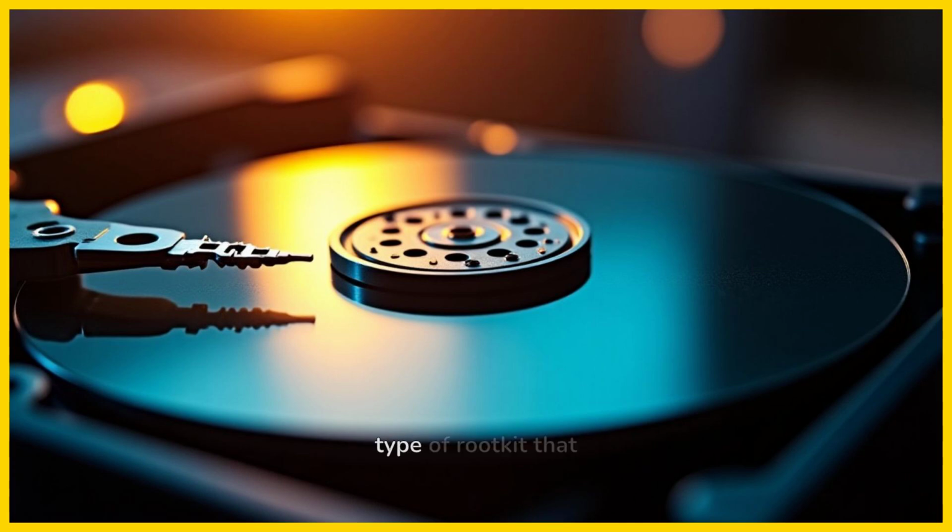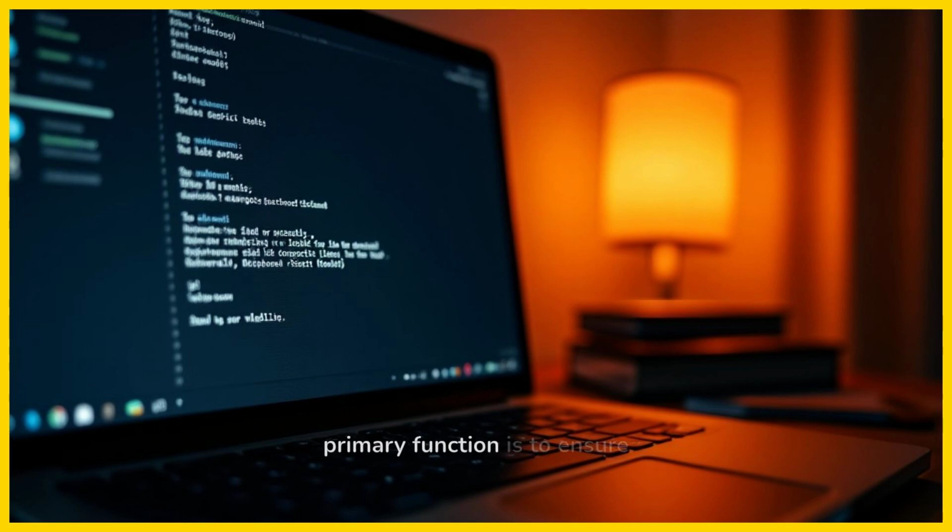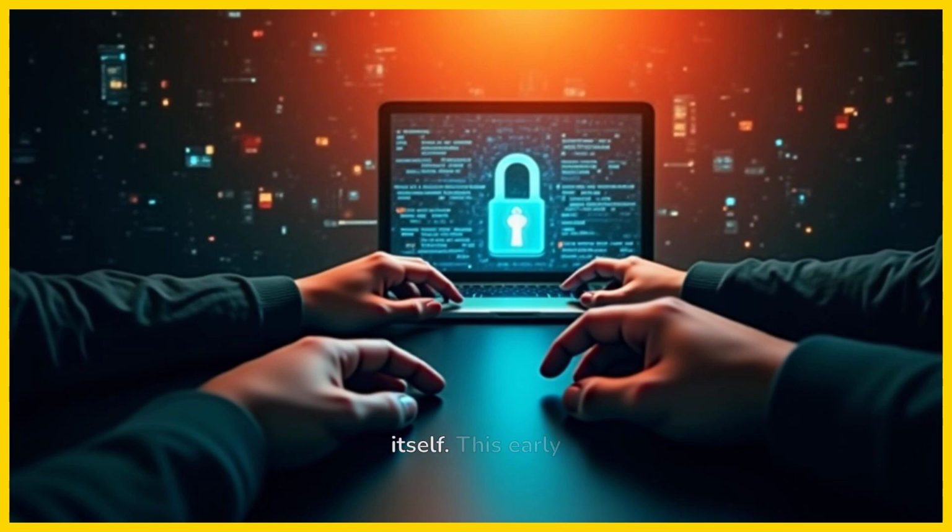Bootkits are a specialized type of rootkit that infect the boot sector of a hard drive or the master boot record. Their primary function is to ensure the rootkit loads before the operating system itself. This early loading gives them complete control over the system from the very first moment of startup, allowing them to subvert security measures before they can even initialize.